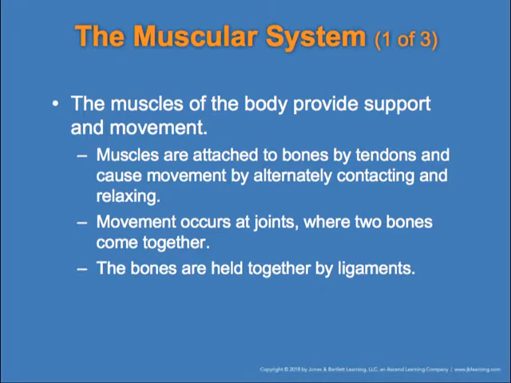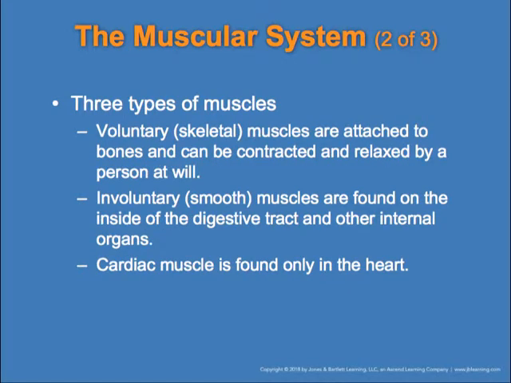The muscles of the body provide support and movement. Muscles are attached to bones by tendons that cause movement by alternately contracting and relaxing. Movement occurs at the joints, where 2 bones come together, and the bones are held together by ligaments. There are 3 types of muscles. Voluntary muscles are skeletal muscles, and they're attached to bones that can be contracted and relaxed by a person at will. These are the muscles which traditionally allow us movement, right?